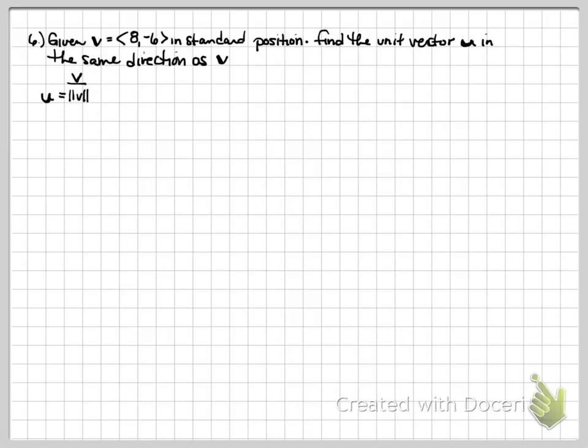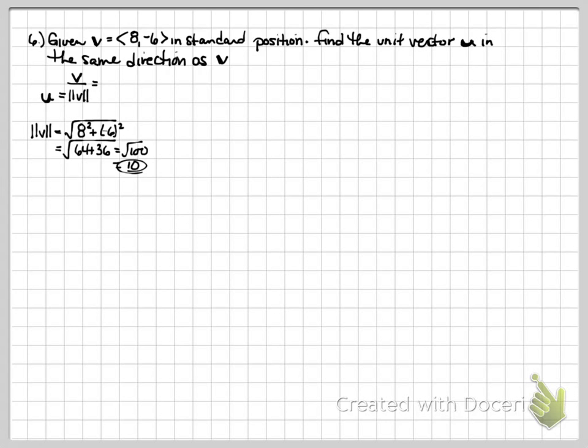So the first thing we need to find is the magnitude of v. So let's do that down here. And it's the square root of the sum of the squares of the components. So 8 squared plus negative 6 squared. And that's the square root of 64 plus 36, which is the square root of 100, and so our answer is 10. So there's our magnitude.